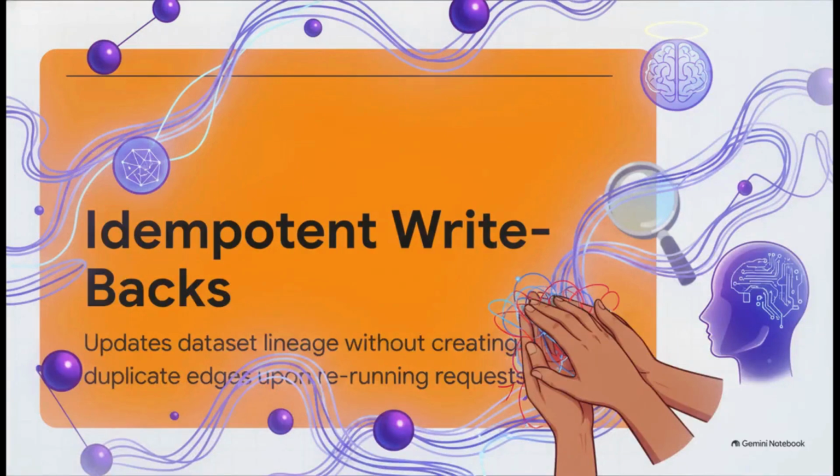So the crucial point is this technical concept of idempotent writebacks. If you are a data engineer, you already know how massive this is. Basically, this means that if you happen to rerun the exact same natural language request, the system will automatically update the DataHub dataset lineage without creating messy, duplicate edges in your system. It keeps your catalog completely spotless and prevents the massive headache of duplicated metadata when you run things multiple times.